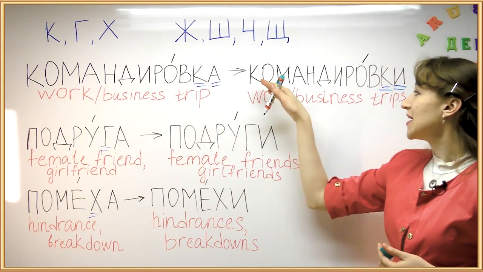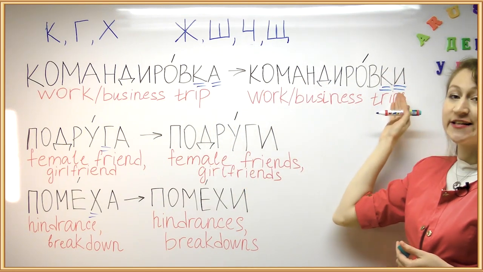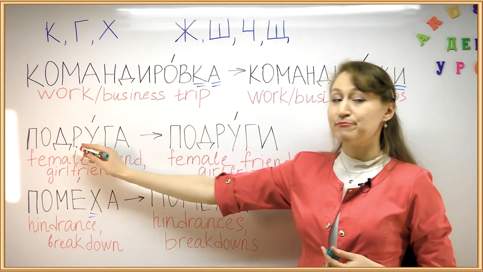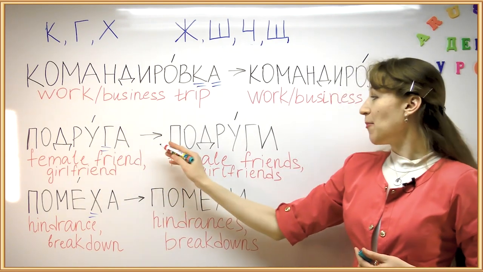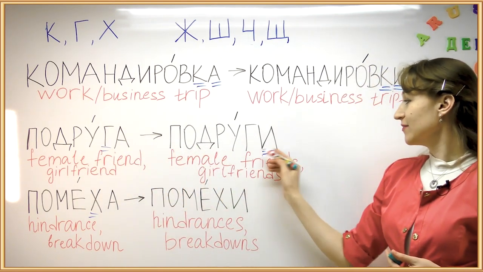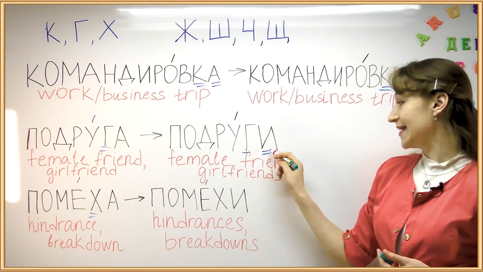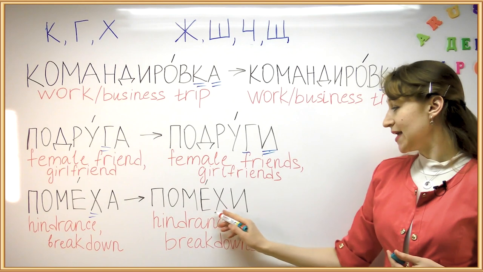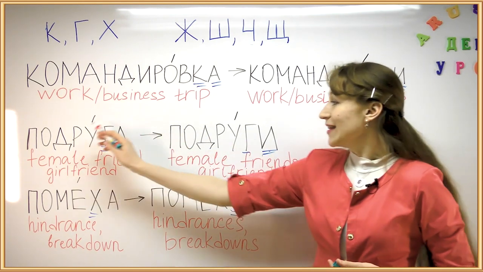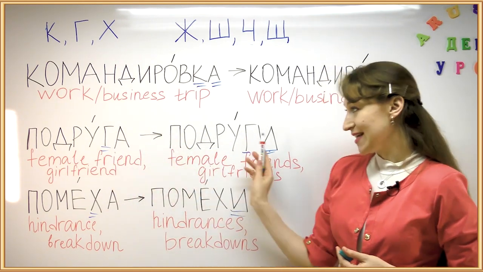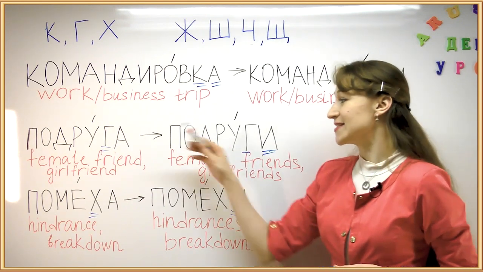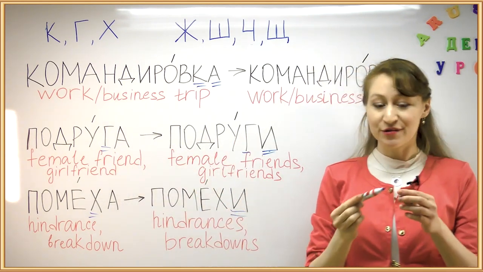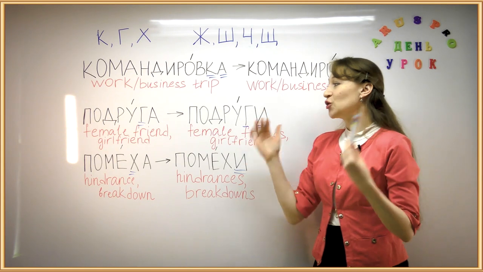Командировка, командировки, подруга, подруги, г is followed by и, помеха, помехи. The word подруга is a peculiar word here because it can mean different things depending on who is saying it.